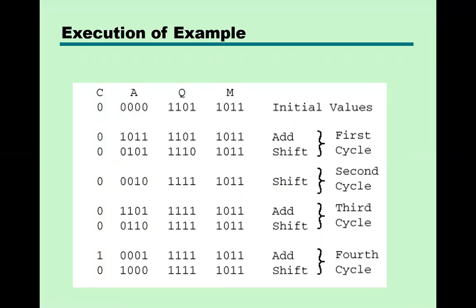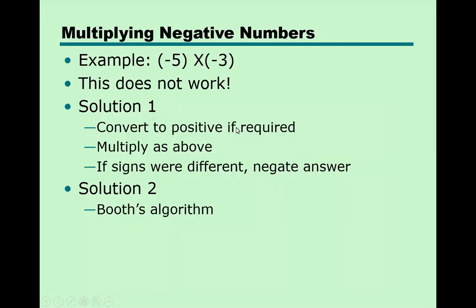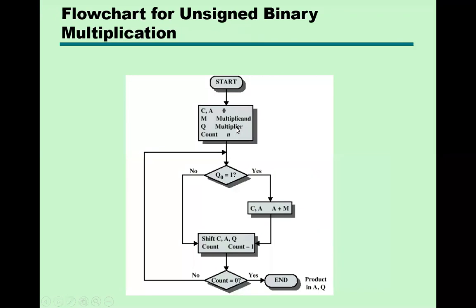So here, initially, we initialize A as 0 and the carry bit C as 0. The multiplier Q and multiplicand M are 1101 and 1011. So what is the first step according to the flow chart? The first step is to check this Q0 bit. This Q0 bit is 1.